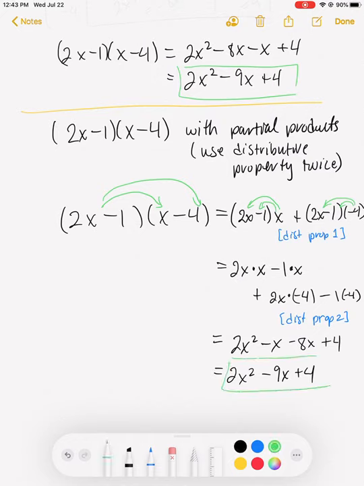Okay. So there isn't really too much to the homework. You're just doing these algebra tiles and open box and partial products with just a couple of polynomials. So let me know if you have any questions. That's all I got for today.